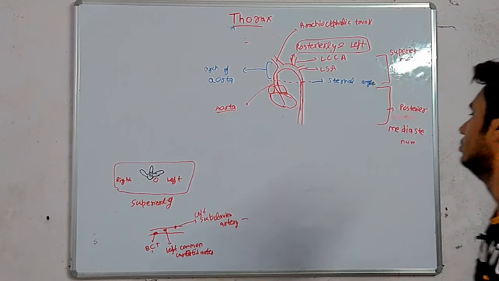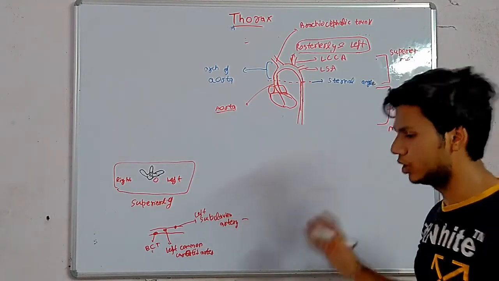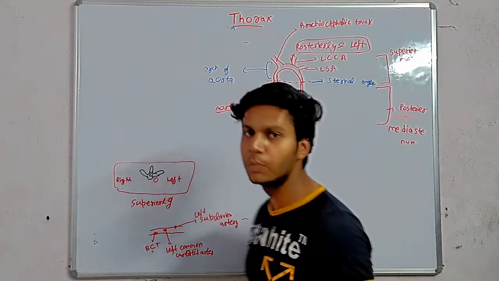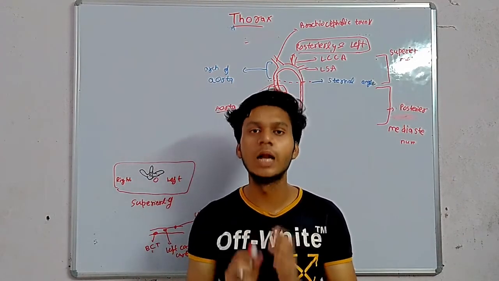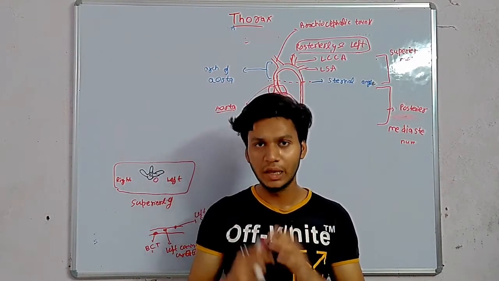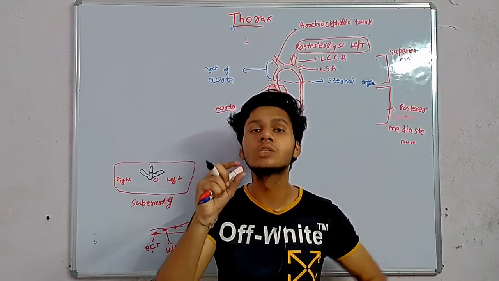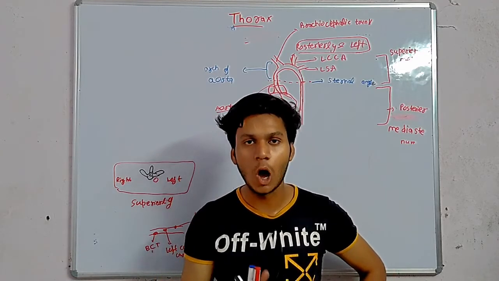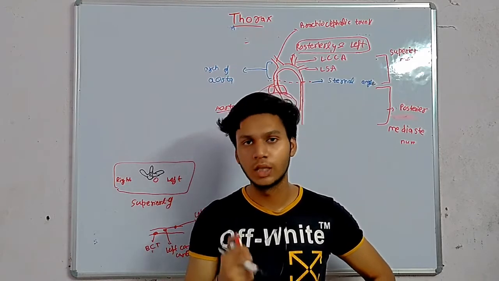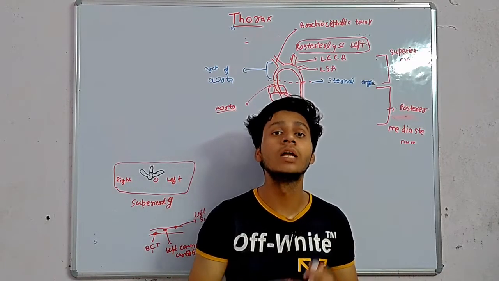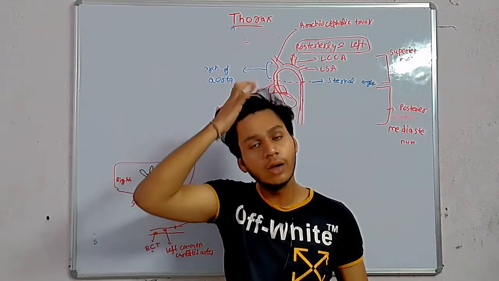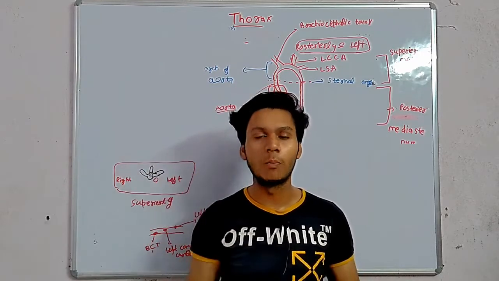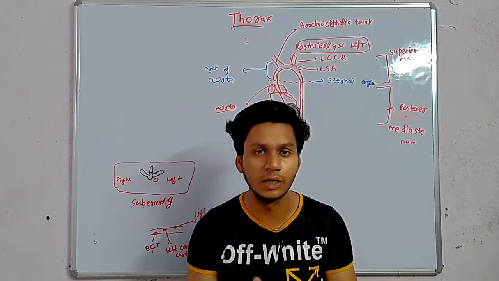Done. Now we know there are 12 ribs present in the thorax: 12 rib pairs and 24 ribs. Each distance between two ribs is called an intercostal space. So how many intercostal spaces form? 11 intercostal spaces form, 11 pairs. Remember, 12 pairs of ribs are present and 11 pairs of intercostal spaces form.